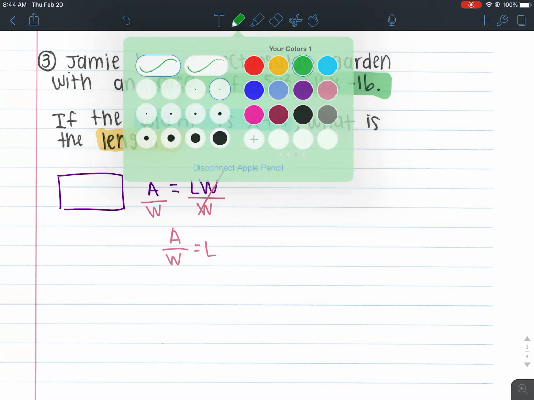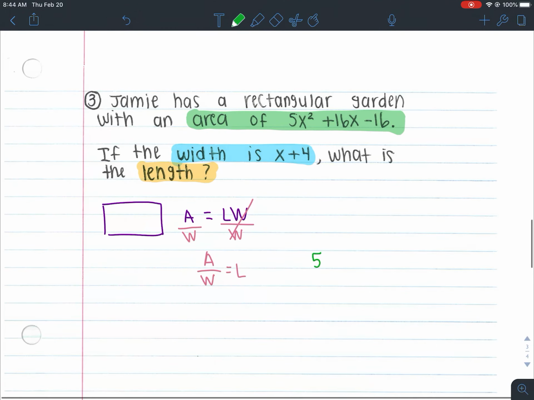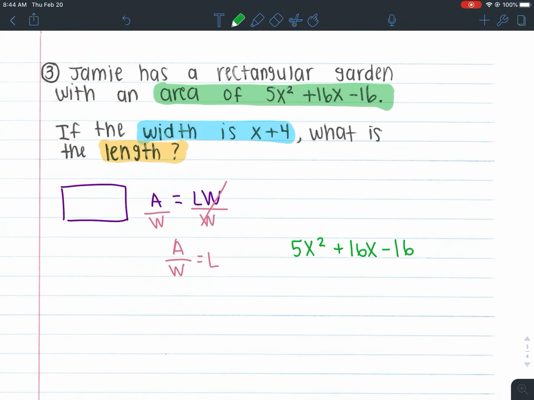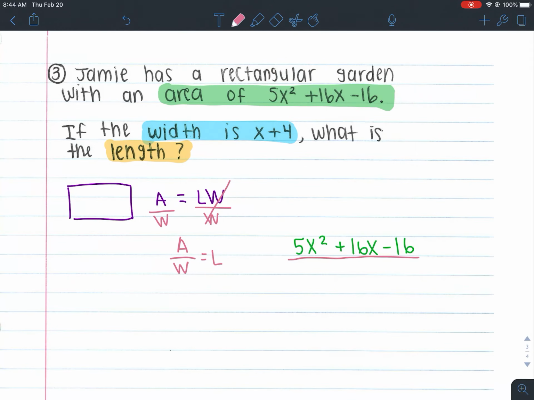Okay, so in the top part of my fraction here, I have the area. So that's going to be 5x squared plus 16x minus 16. I'm just using the formula I just got. And I'm dividing that all by the width. Well, I know the width. It is x plus 4. And now this problem is set up basically like the other two.